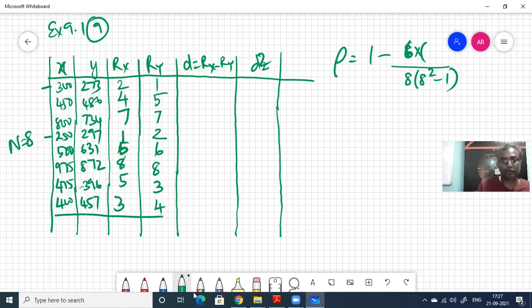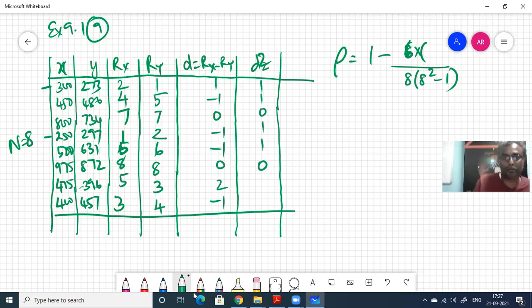Okay, very good. Rx minus Ry, very simple. 2 minus 1, 1, minus 1, 0, minus 1. This is 5 minus 6, no? Minus 1. 0, 2, minus 1. Okay. 1, 1, 0, 1, 1, 0, 4, 1. So sigma d squared is equal to how much? 5, 6, 7, 8, 9. That's all. Very good. Very simple.